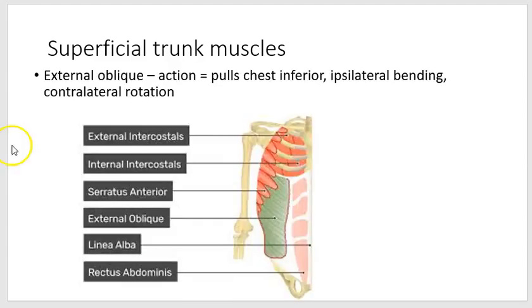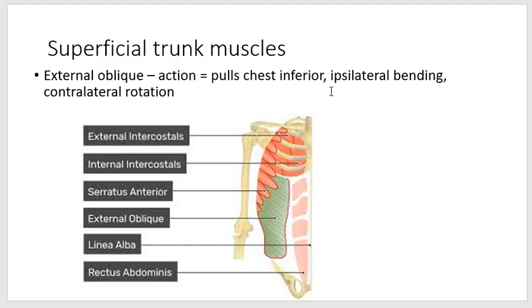And then we get down to your external obliques right here. Oblique because it runs at a 45-degree angle. It looks kind of like a V as it comes down. It'll come down on this other side. Your external oblique pulls the chest inferior, so brings it down, and is important in ipsilateral bending.